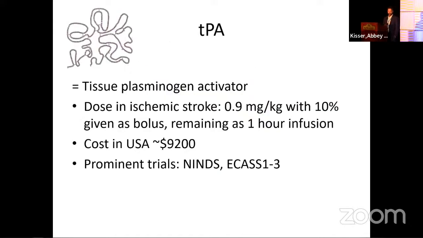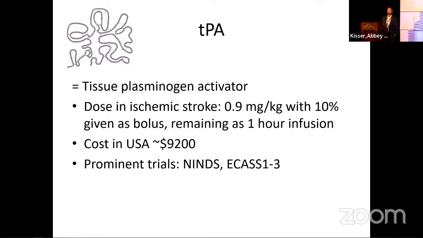Now, the dose: you give 0.9 mg per kg, you give 10% as a bolus, and then you give the remaining over 1 hour. And I'm going to talk about this a little more, but think about it. We have nurses here, we have APPs. Dealing with the drip and hanging stuff is time consuming. And then you have to take the patient to different places. So for 1 hour, you have to infuse this product. Obviously, there's a cost associated with it, but we do have prominent trials showing there's a benefit.